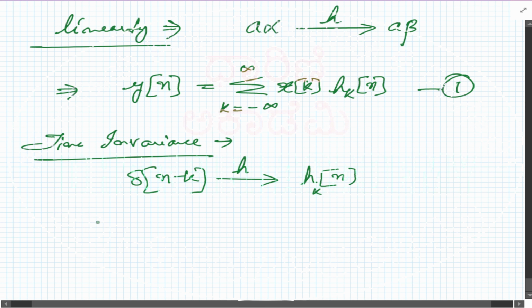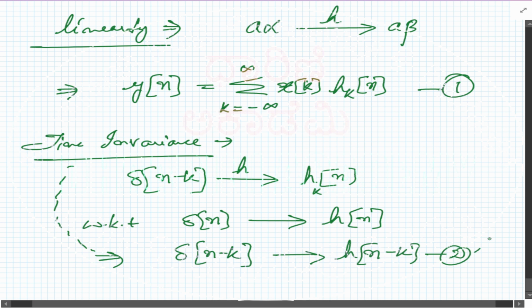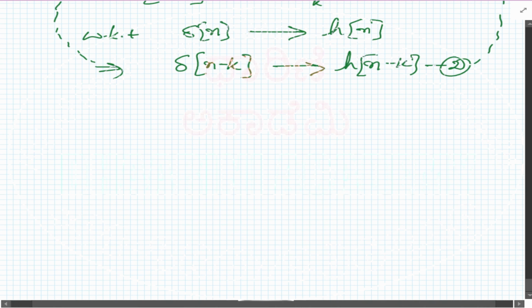We know that if you give delta of n as input, what comes at the output? It is h of n, correct? This implies apply time invariance now. So when I apply the time invariance, delta n becomes delta n minus k, which means h of n becomes h of n minus k, correct? So this is equation 2. Put 2 in 1 directly, right? This means you get your final output.